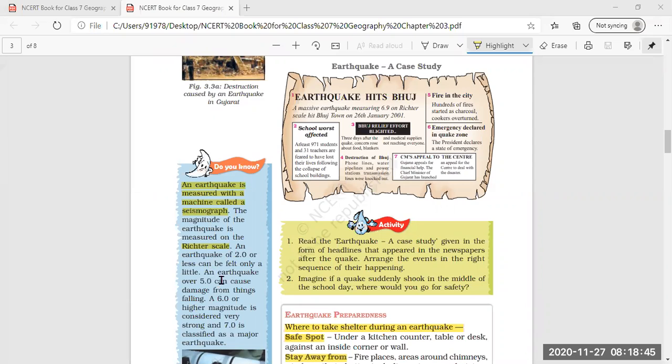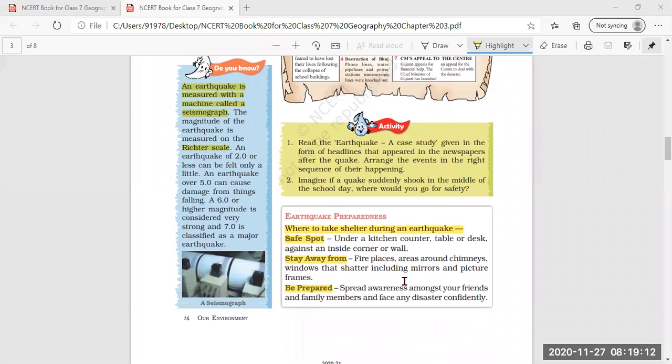And when the speed, or we can say the magnitude, of the earthquake is very high, much greater damage is caused due to the speed and the size of the earthquake. And when it is 7.0, it is classified as a major earthquake. I hope you have understood.